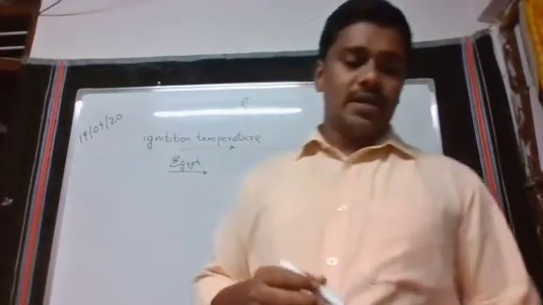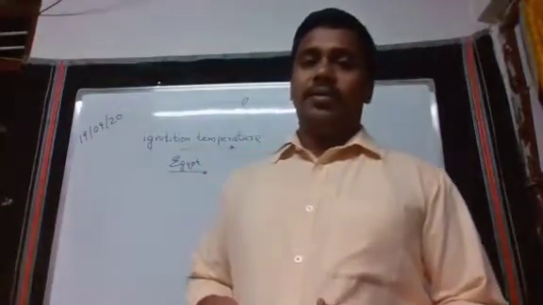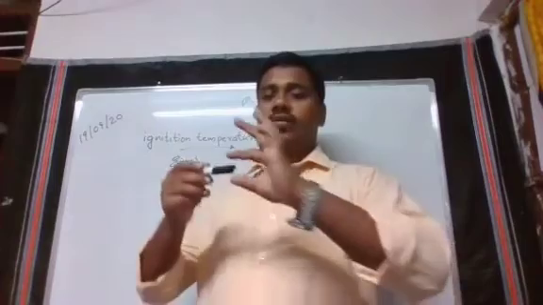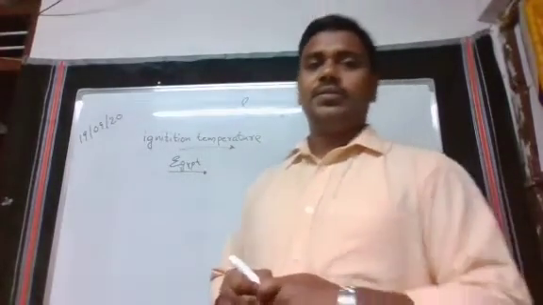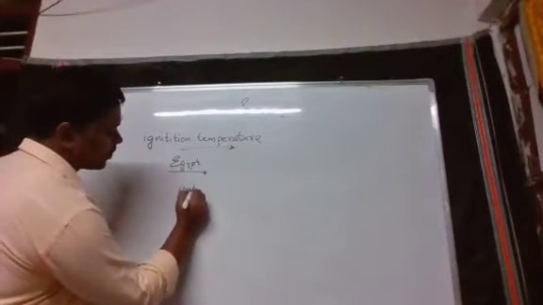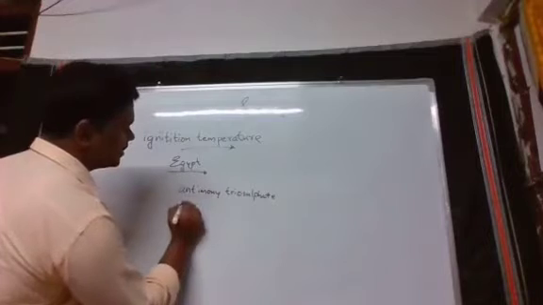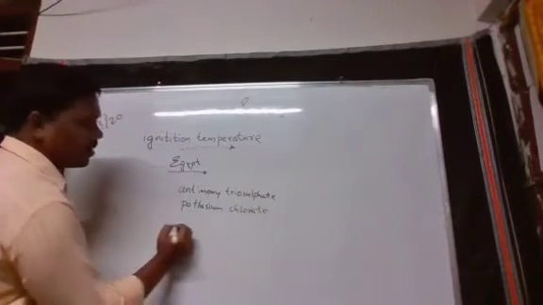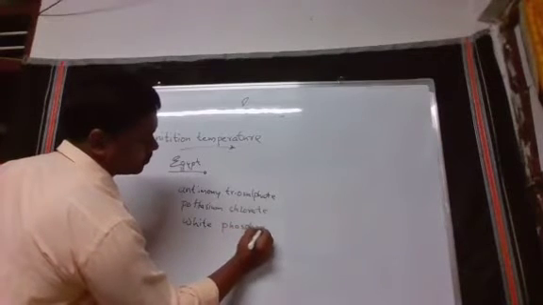If you observe the matchstick, on the tip there is a color, red or black. Some chemicals are there. Did you hear about any chemical? A mixture of antimony trisulfide, potassium chloride, and then phosphorus, white phosphorus. These were the chemicals or substances used in the tip of the matchstick.